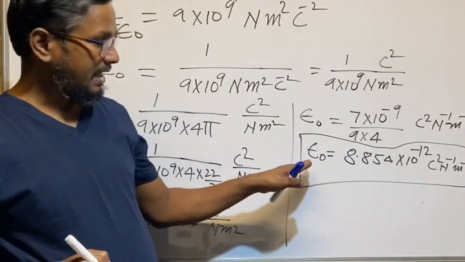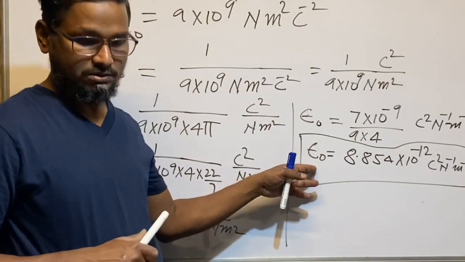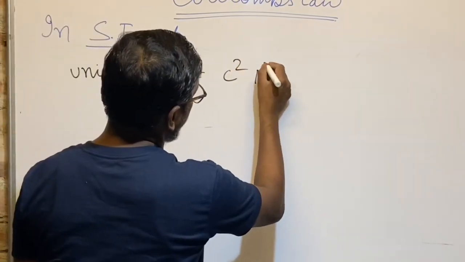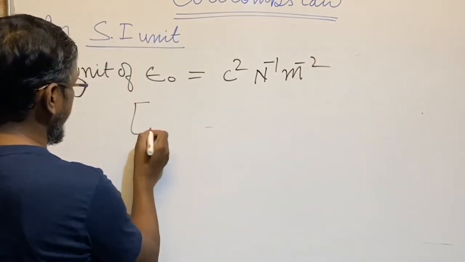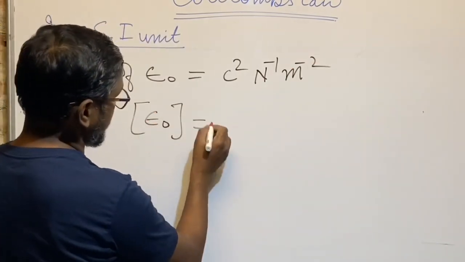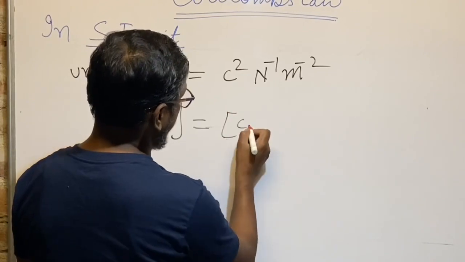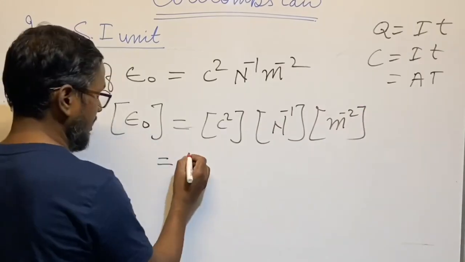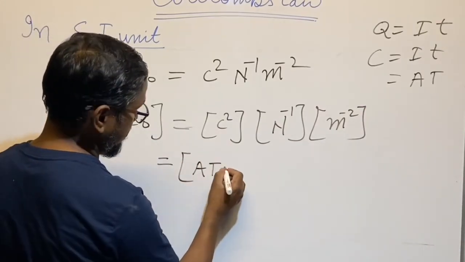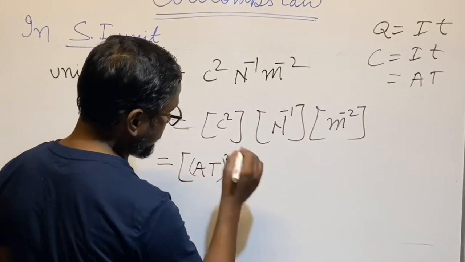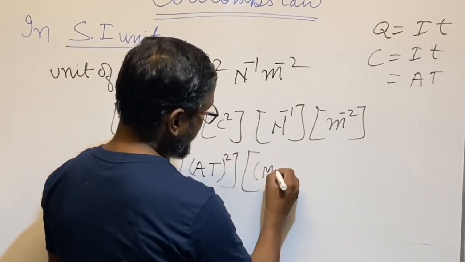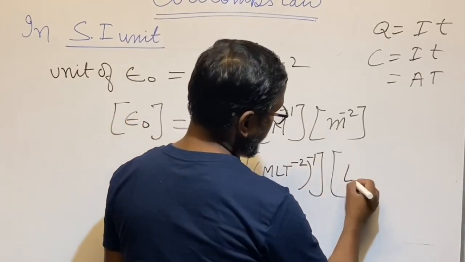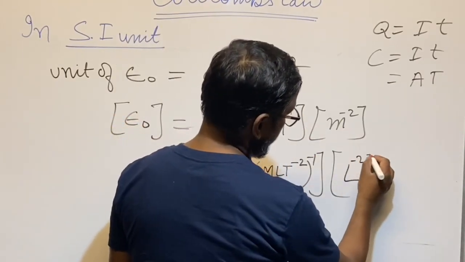Now we will write the dimension of this epsilon naught. The unit of epsilon naught is Coulomb square per Newton meter square. So the dimension is the dimension of Coulomb square divided by the dimension of Newton into the dimension of meter square. The dimension of Coulomb is A T, and square is there, so we write square. The dimension of force is M L T minus 2, and minus 1 power is there. The dimension of distance is L, and minus 2 is there, so we write minus 2.